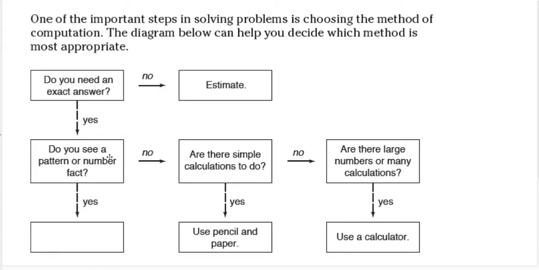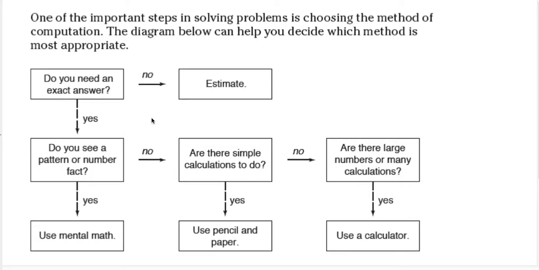Okay, so then the flip side of this, do you see a pattern or number fact? If the answer is yes, then we use mental math. Okay, so these are a few methods we can use to find out the best method for computation or for solving a problem.